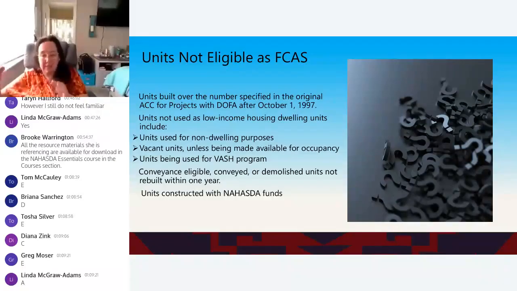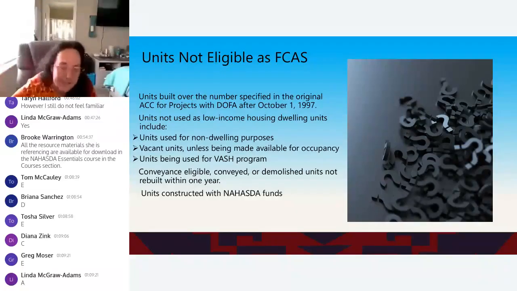If you're using any of those CAS units for a VASH unit, it wouldn't be eligible for that FCAS either because you can't double dip. The VASH would come with a subsidy and the CAS unit would come with a subsidy, and you can't do that. Anything conveyance eligible, conveyed or demolished units not rebuilt within 1 year, or units we build with NAHASDA funds, we have no CAS funding for those.